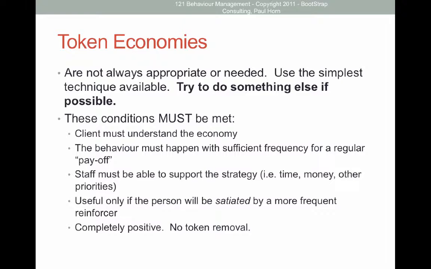Token economies are only useful if we're worried that a person will be satiated by getting a more frequent reinforcer. Satiated, again, means sick of or full of, satisfied by. So let me give you an example of that. I've worked with individuals with autism that have a very, very short list of things they found reinforcing. Let's use the example of a person who liked chocolate bars and cans of pop.